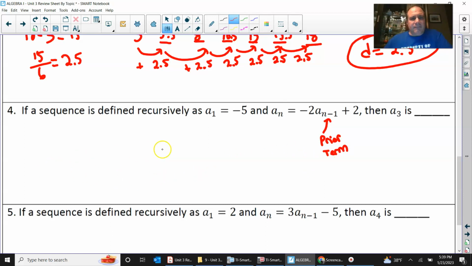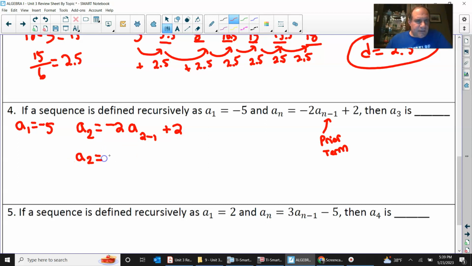Okay, so now if I'm going to start here, a sub 1 equals negative 5. Now we're looking for a sub 2, and I'm going to use this formula. Watch: negative 2 times a sub n minus 1, plus 2, where n is 2, minus 1. Right, that's what it says.